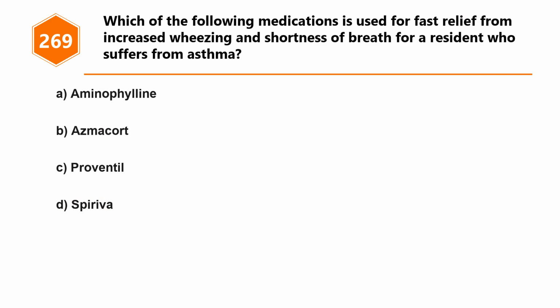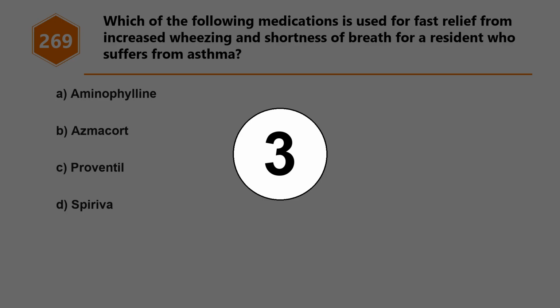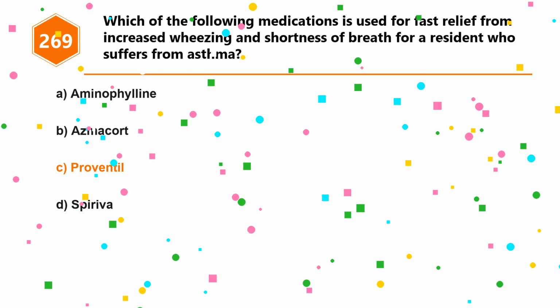Question 269. Which of the following medications is used for fast relief from increased wheezing and shortness of breath for a resident who suffers from asthma? Option A, aminophylline. Option B, Asmacort. Option C, Proventil. Option D, Spiriva. The correct answer is option C, Proventil.